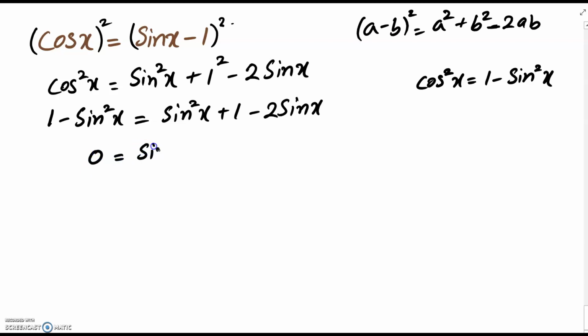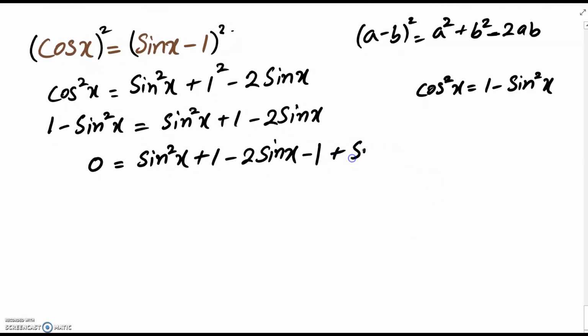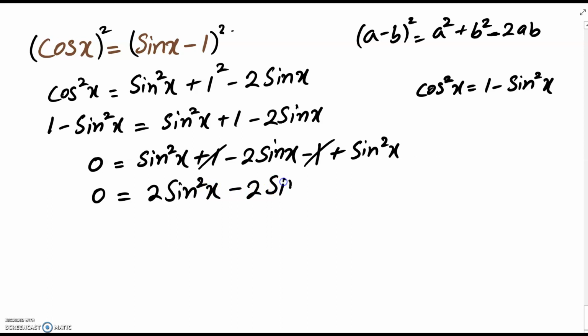I will take the left side terms to the right side and you will have 0 equals sine squared x plus 1 minus 2 sine x, and then positive 1 will change into negative 1, and positive sine squared x will become negative. Clear? Now 1 and 1 will cancel out each other and we are left with 0 equals sine squared x plus sine squared x, which becomes 2 sine squared x minus 2 sine x. Clear?